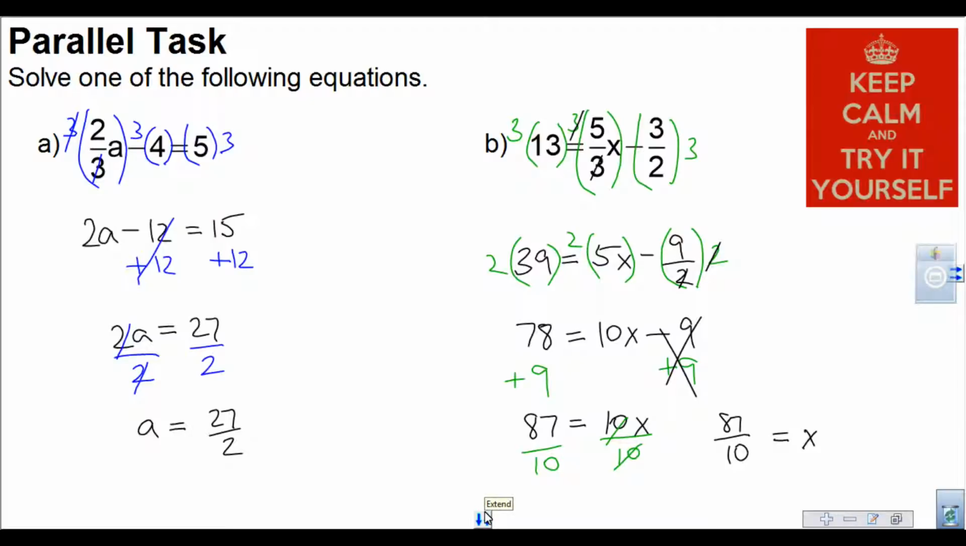All right. So the big idea for this video is you're multiplying to remove a denominator. Now you can either do it once if there's only one fraction, or if there are 2 fractions, you've got to do it twice. Okay. So hopefully this video has made solving equations with fractions pretty clear.